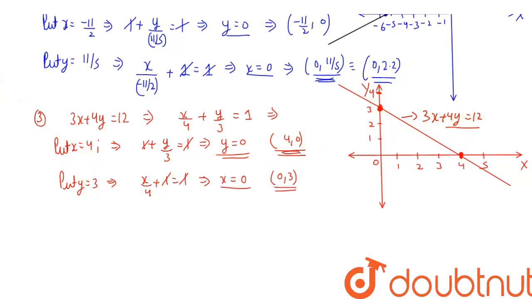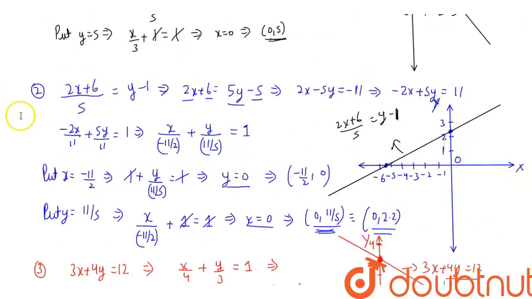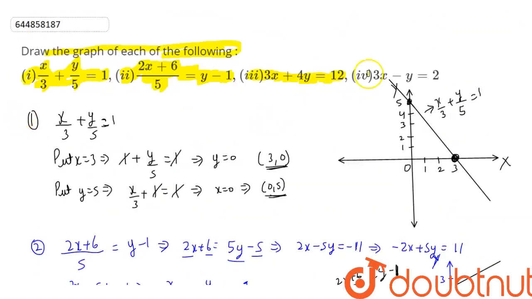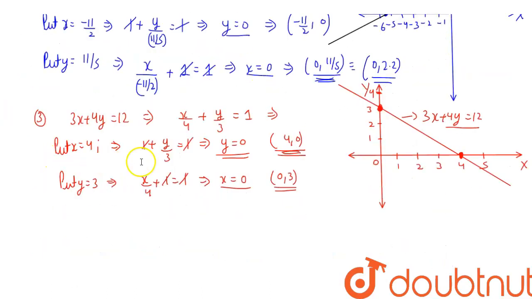Now we are going to consider the fourth and the final part of the question. In the fourth and the final part, they have given us the equation 3x - y = 2. So let us consider it below. So below we have 3x - y = 2. For doing this question, we are going to divide by 2 in this equality.